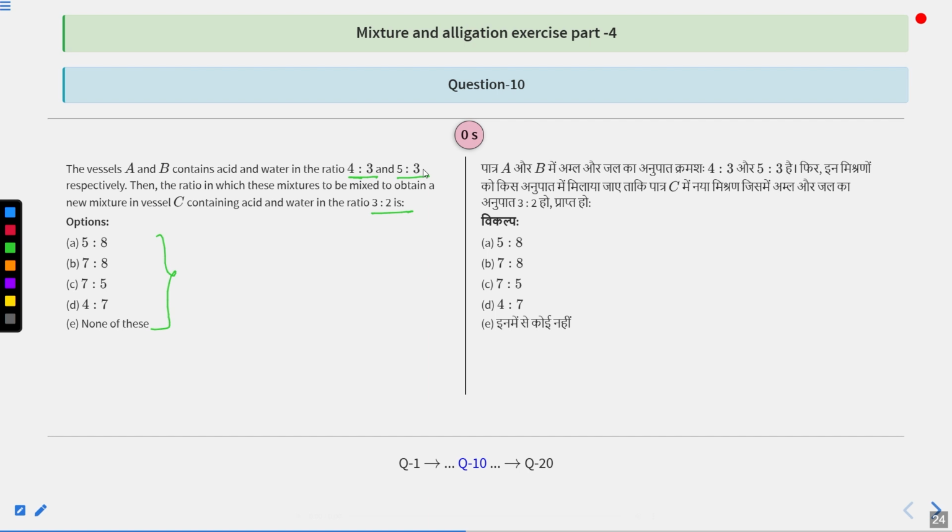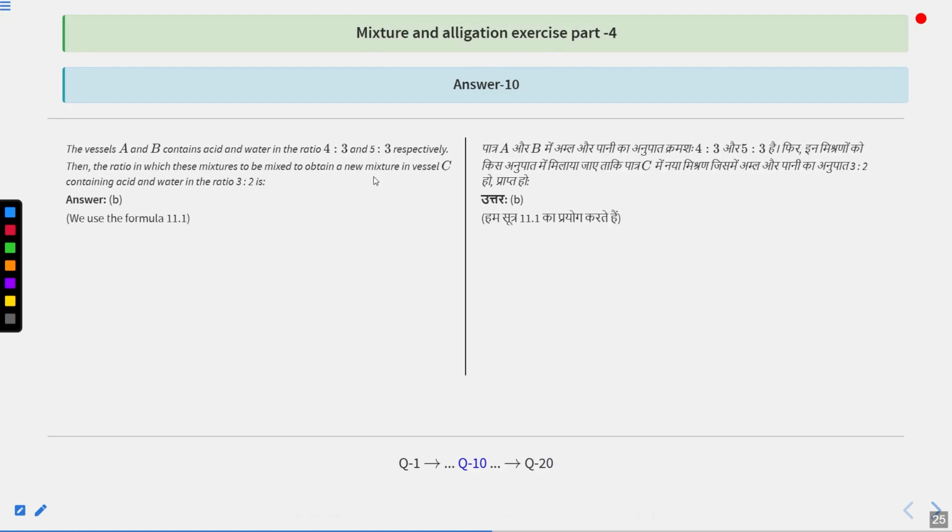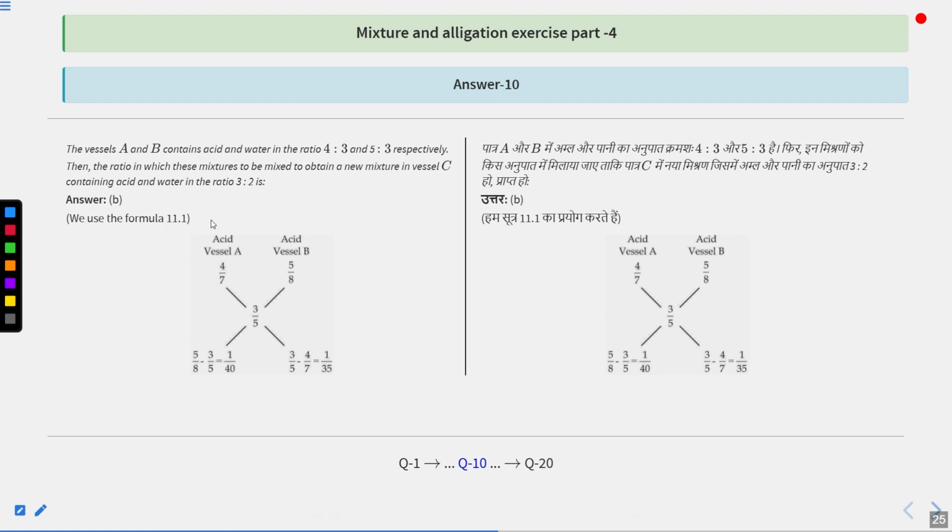Now time's up. Let's see the solution. We are going to use the formula of alligation 11.1. So if we see the acid in the first vessel, the total is 7 units and 4 units is acid. Clear? In vessel A, we can write it as 4/7. In the same way, in vessel B, acid will be 5/8 because the total is 5 plus 3, 8 units, and 5 units is acid.